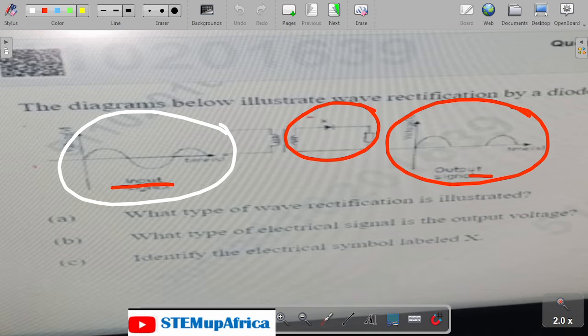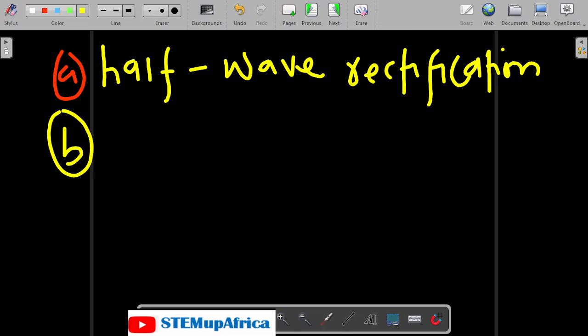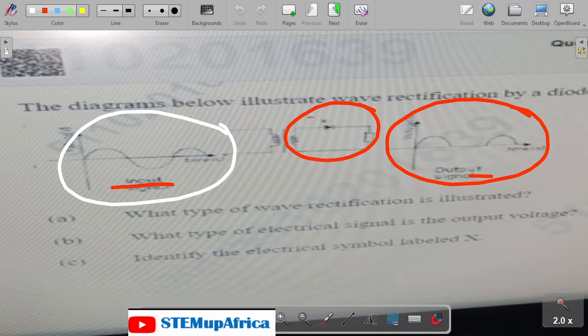Let's go to B. What type of electrical signal is the output voltage? So the signal here will be... I can't see it clearly. So let me go to the C part of it. I can't see that clearly.